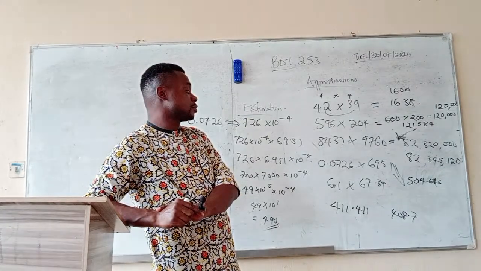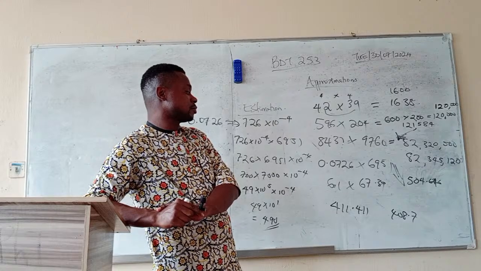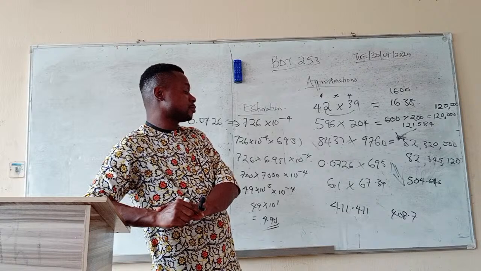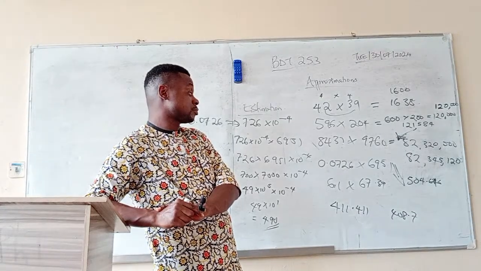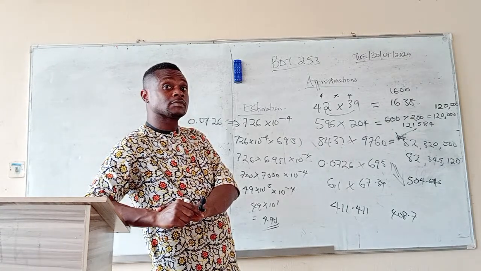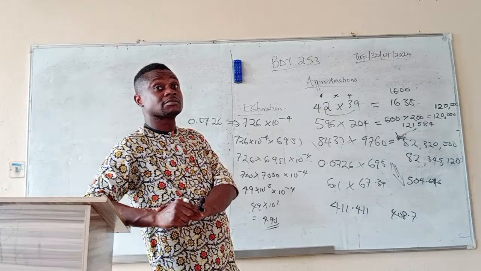And I did 61 times 6700, which gave me 408,700. I understand what they are saying. Then the minus 1, minus 3. If you move it 1, 2, 3, it will give you 408.7. What if you simply do 7 times 6?